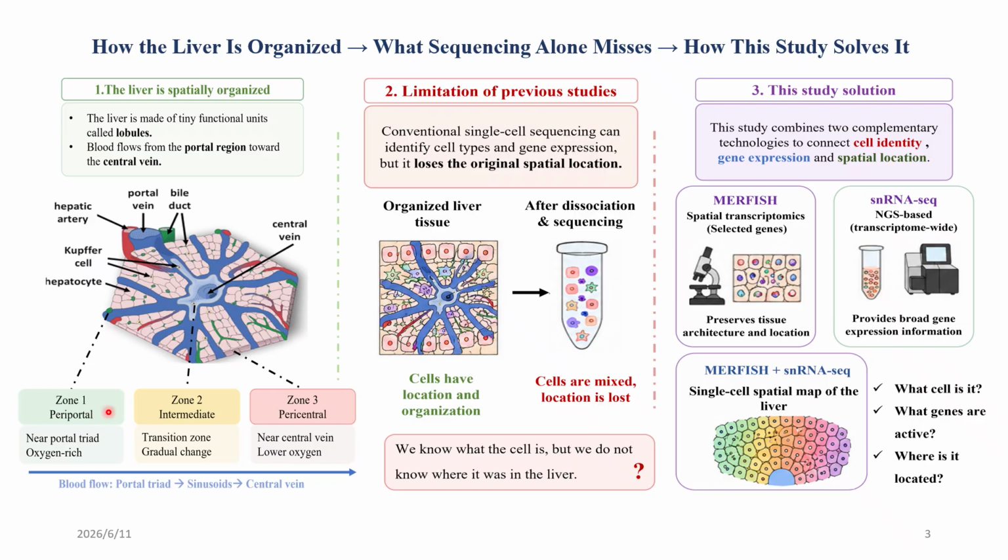So we have zone 1 near the portal region, which is oxygen rich. Second is zone 2, intermediate. Third is zone 3 near the central vein, where oxygen is lower. Because of this difference, hepatocytes in different zones express different genes and perform different functions.